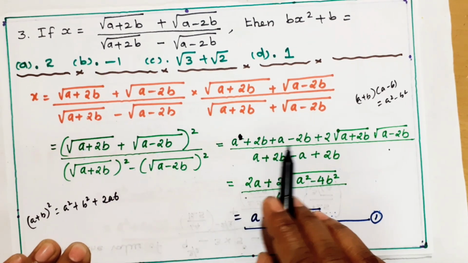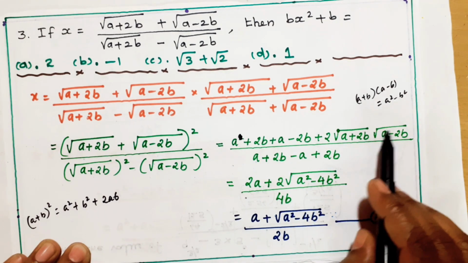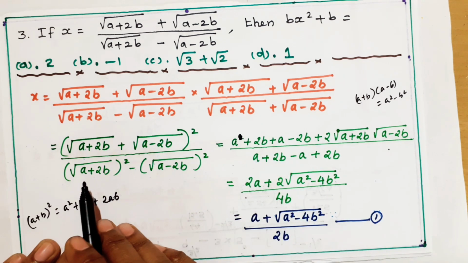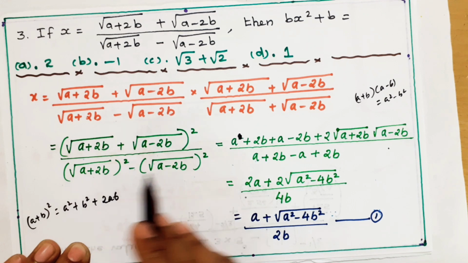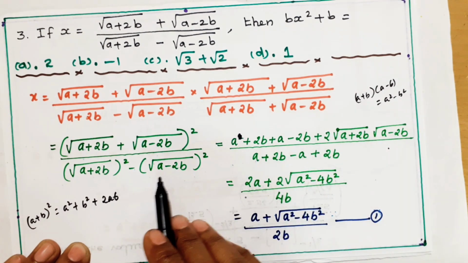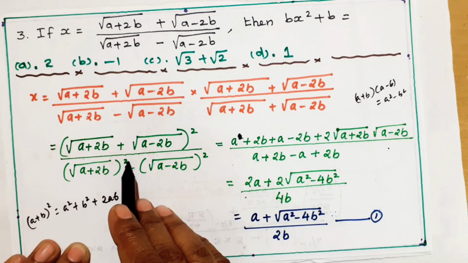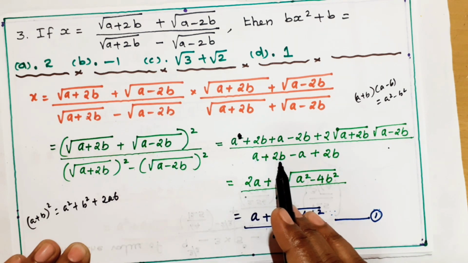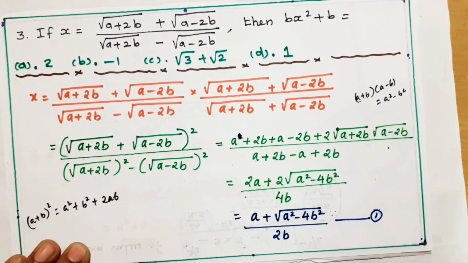This will be a minus 2b plus 2 into root over a plus 2b into root over a minus 2b, divided by the denominator. If you check it, it is a square minus b square. So it is this square, a plus 2b minus a minus 2b, because this is in the form a plus b into a minus b. Here also the square root and square get cancelled, so we can write a plus 2b. Here also the square root and square get cancelled. We can write a minus 2b.